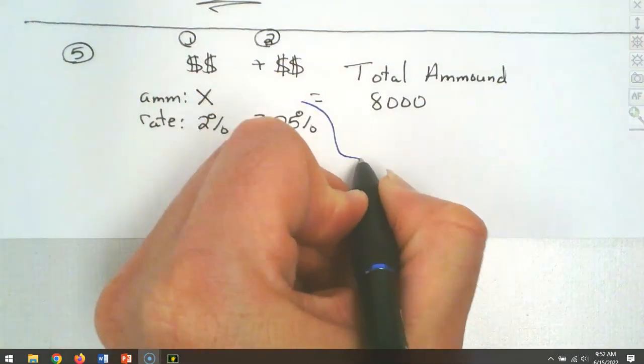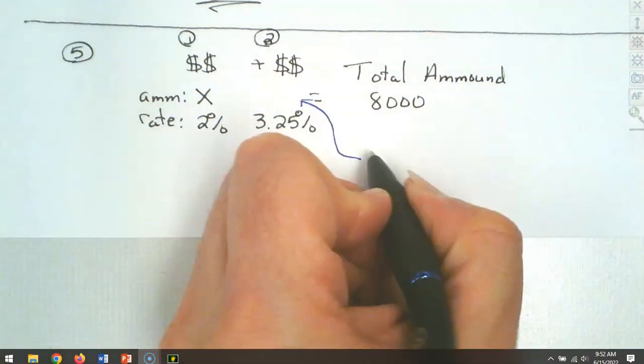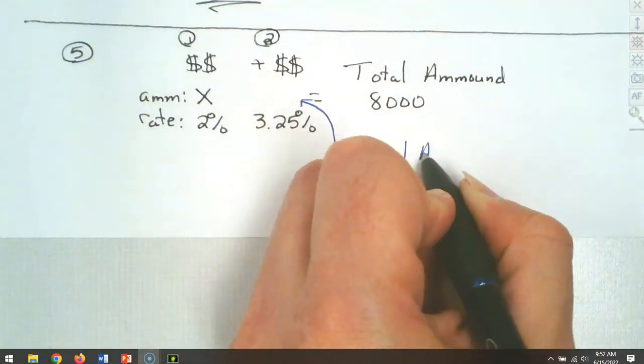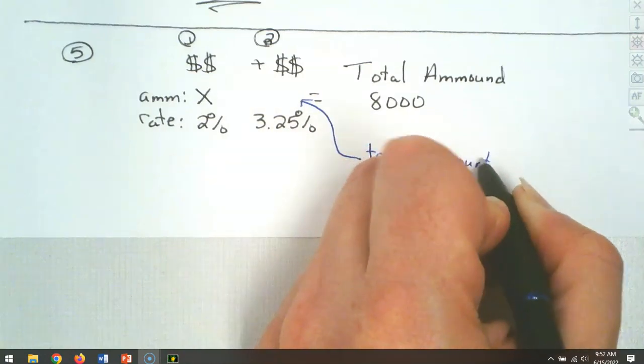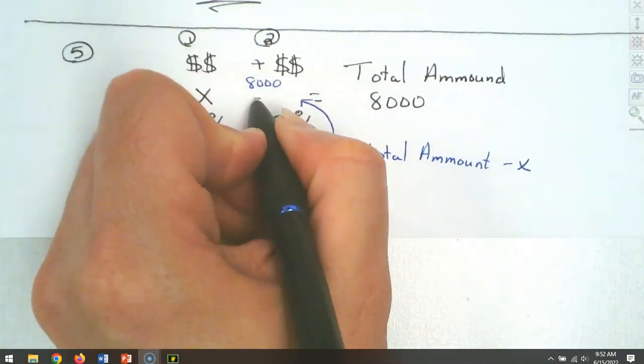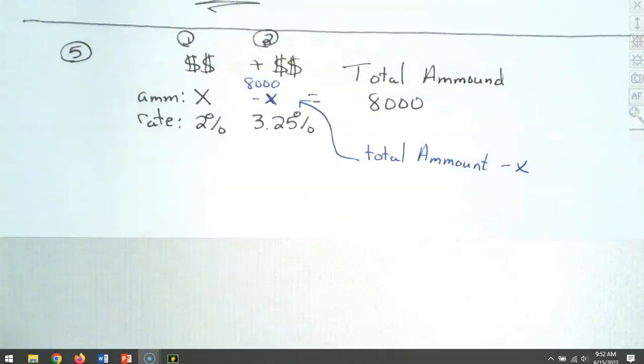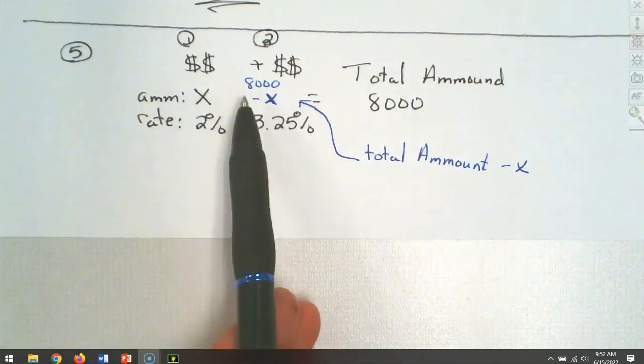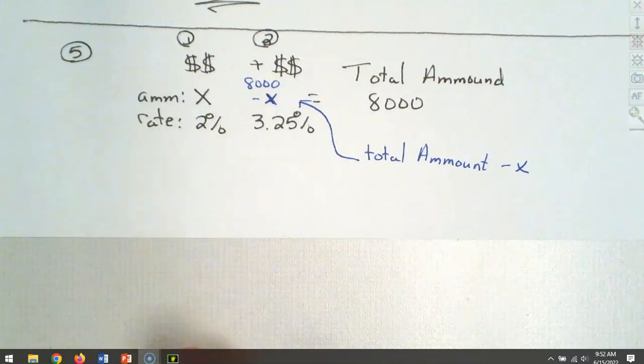So what's going to go over here is going to be the total amount minus X. So what's going to go in here then is 8,000 minus X, right? Now you can see how it works because the sides should match up. And if I add these together, the positive X and the negative X, well, they cancel out, and you end up with 8,000 equals 8,000. So we know that the amounts check out.